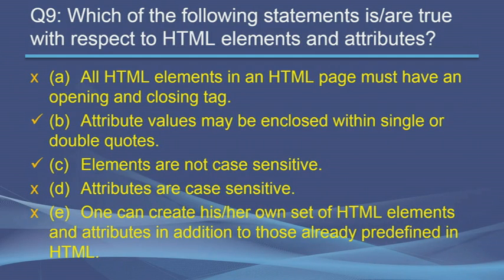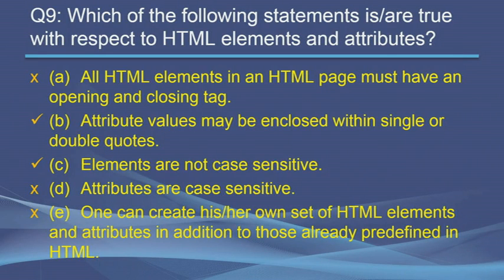The next option is D. Attributes are case sensitive. Attributes in HTML are not case sensitive, so that is also important. So D is actually incorrect, because you can write the same attribute value in capitals or simples or a mix of them, and they will still be interpreted as the same value.